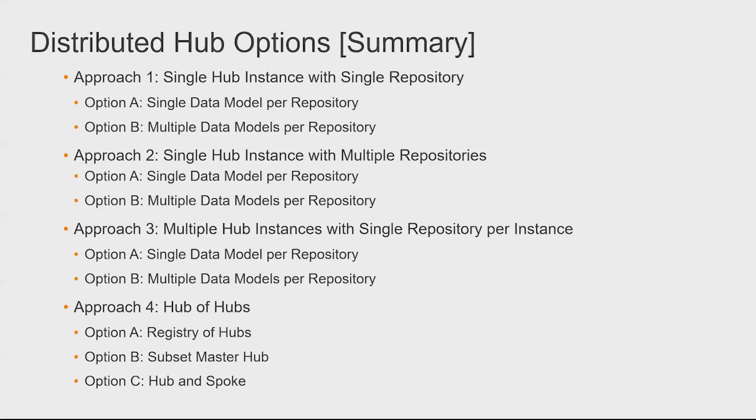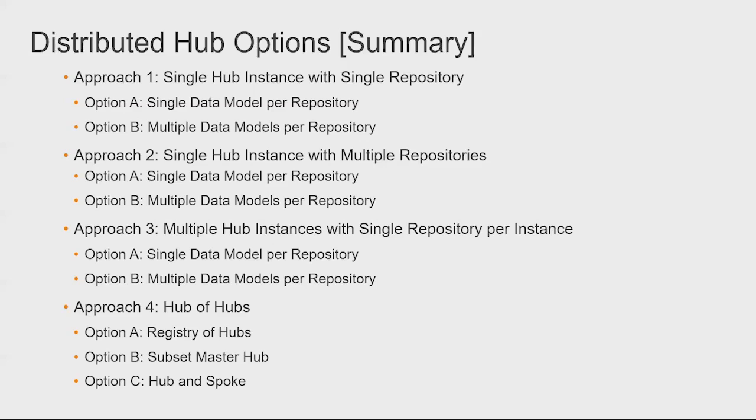Approach 2 is similar, about having a single hub instance with multiple repositories. Again, you can have a single data model per repository, or you can have multiple data models per repository. Approach 3 is having basically multiple hub instances with a single repository per instance.